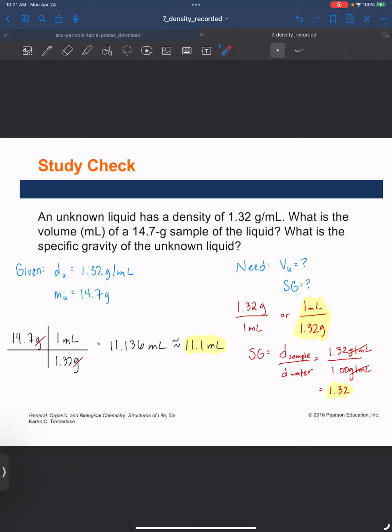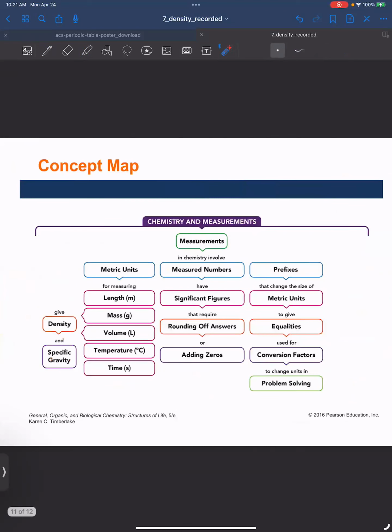All right, in the past several videos, we've gone over quite a few ways that we can make measurements in chemistry. And this is a concept map relating some of these bigger topics and learning objectives. Remember, we learned how to utilize prefixes that helps us change the size of the different metric units. And in terms of measurements, we more often measure length, mass, volume, and temperature and time in chemistry.